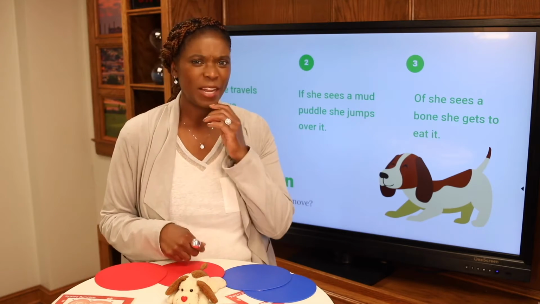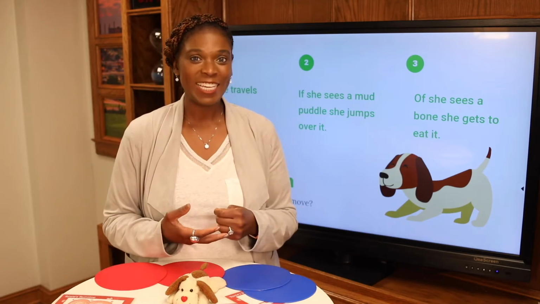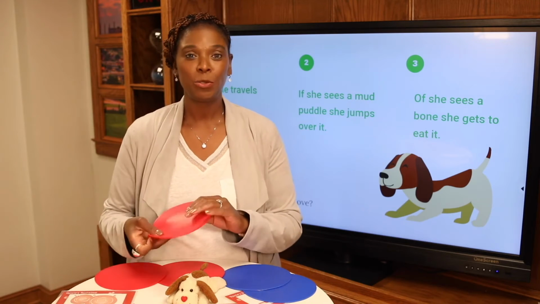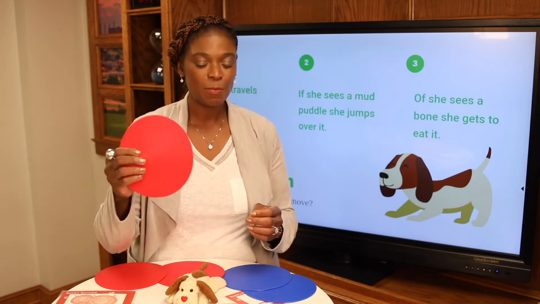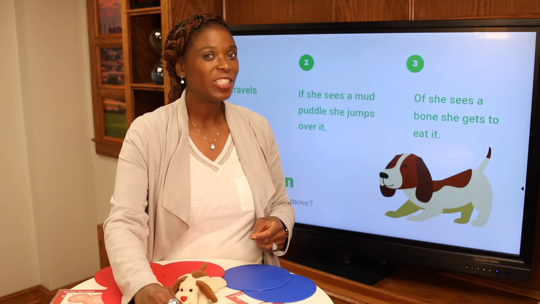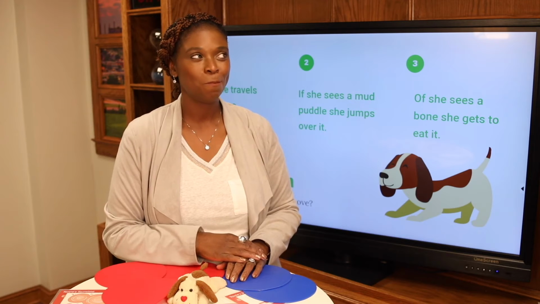She needs to get to the bone. Have we gotten to the bone? Not yet. How will your program continue? She's going to hop 2 times. Here's our first red space and our second red space. And what is she going to meet now?